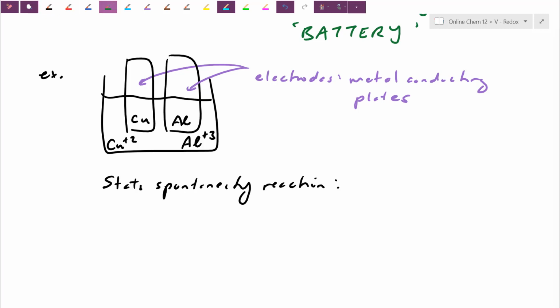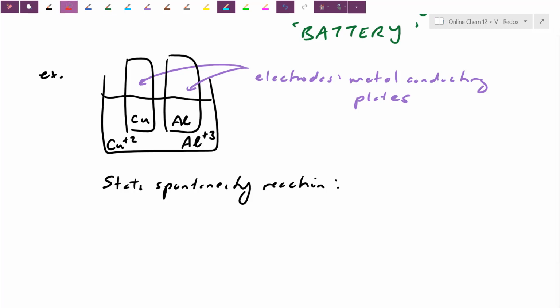Because we have all four of these chemicals, it's a good idea to make sure you know exactly what you have. So I have copper solid, copper plus 2 ions. I don't have copper plus 1. I have aluminum solid, I have aluminum plus 3. Because one is elemental and one is charged, probably they undergo oxidation reduction.